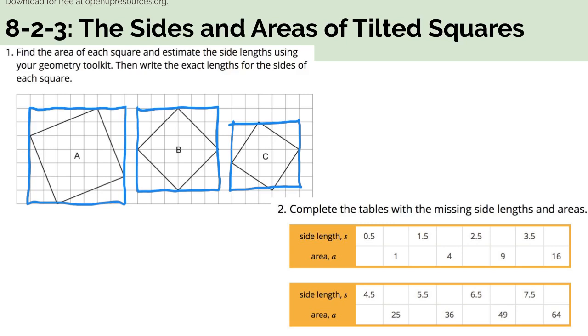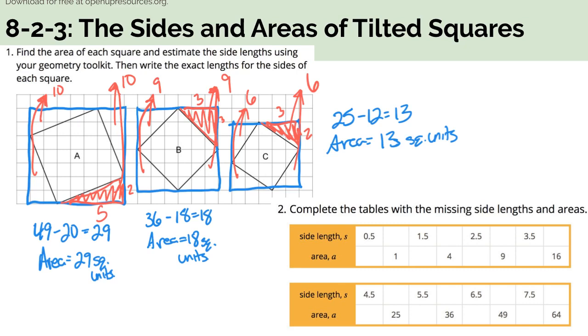Okay, to start this one out, you are finding the area of tilted squares A, B, and C. My suggestion is to create those big squares around like we did before, and then find those areas. Okay, so here's how all 3 squares would end up once you found those areas. And let's just look at square A first.